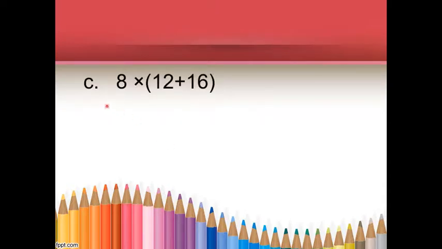Similarly, in this part C, you can see 8 multiplied by (12 plus 16), and 12 plus 16 are inside the brackets. You must know that inside the brackets we always have a group of numbers, and that's why the brackets are also known as grouping symbols. So first we will solve the numbers inside the brackets. 8 multiplied by 28 will be the answer, and then we will multiply it to get the answer.